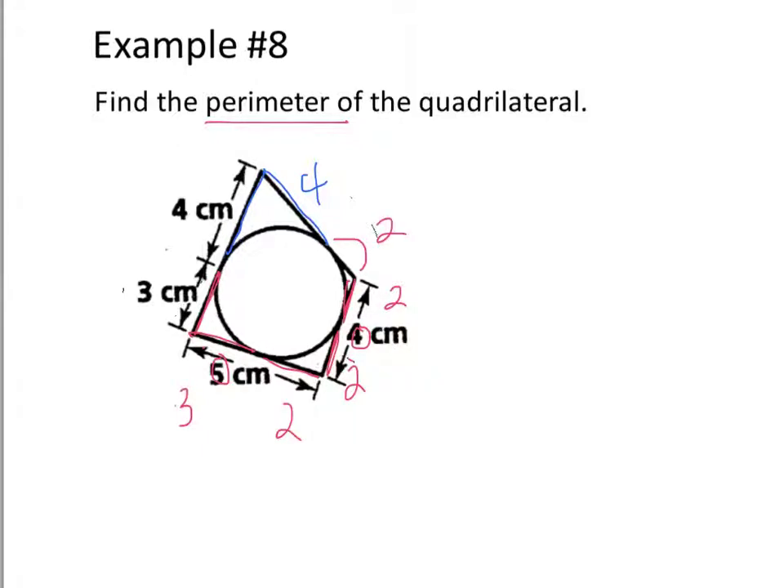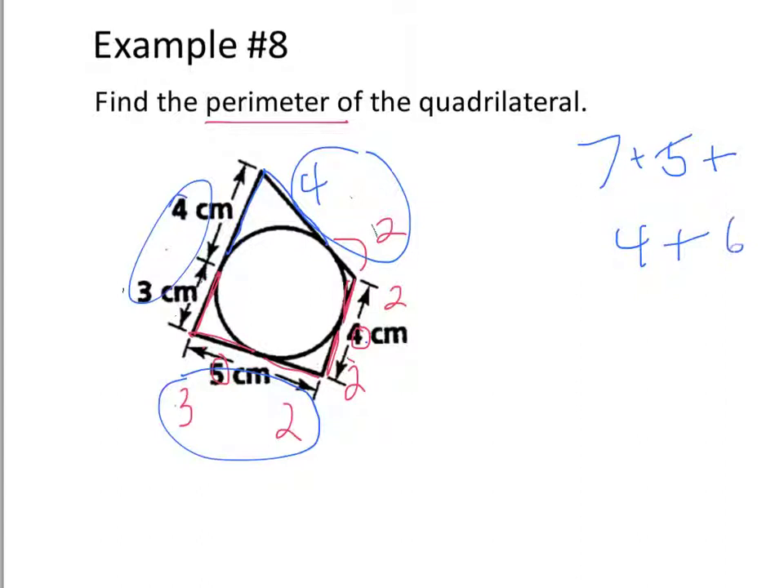So if I add them all up, I'm going to get 7, 5, 4, and my new side is 6. So I'm going to add 12 plus 10 and get 22 centimeters. That is my perimeter of the quadrilateral circumscribed about the circle.